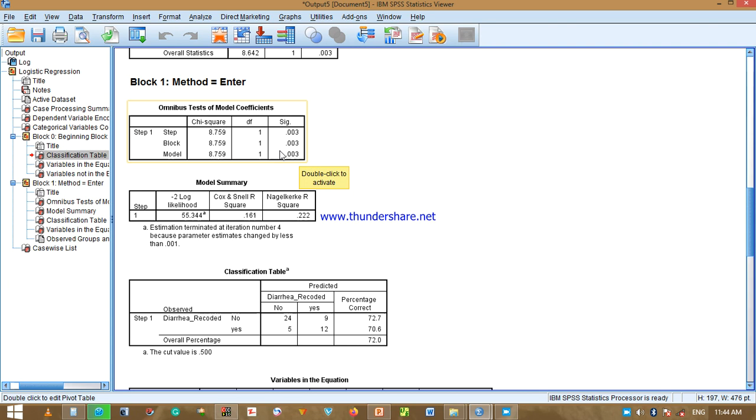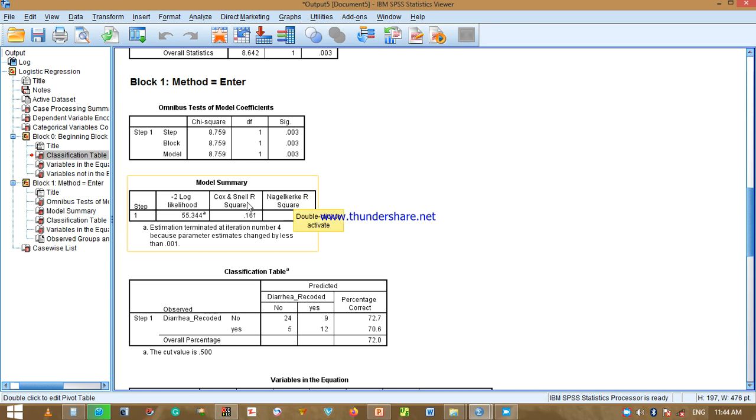So when the omnibus test becomes significant, we expect that the independent variable can predict the outcome variable, and that will be seen in the next table. Model summary. The model summary has the Cox and Snell R square and the Nagelkerke R square. These imitate the R squares that we read from the model summary in linear regression. However, we call these pseudo R squares.